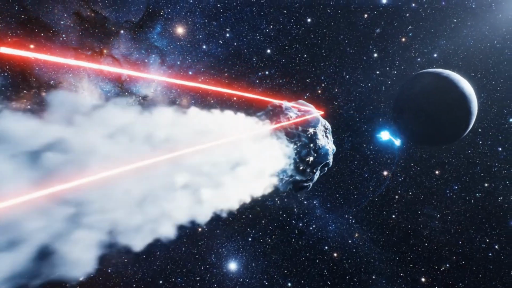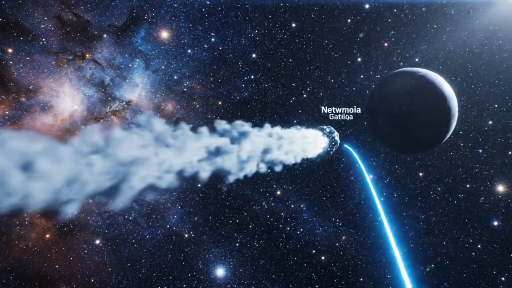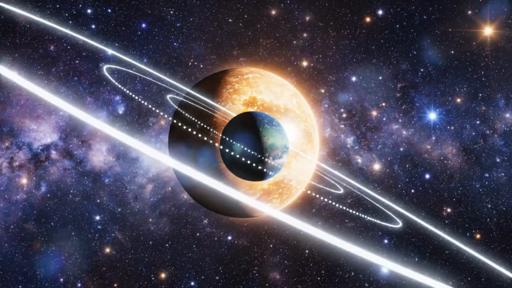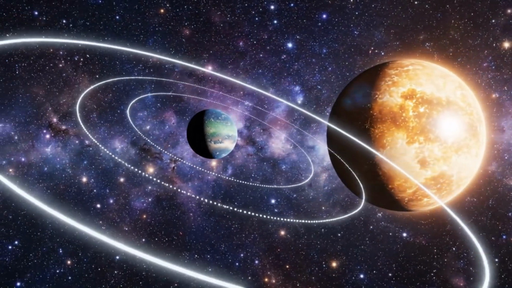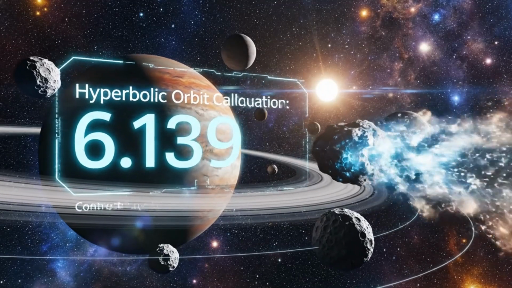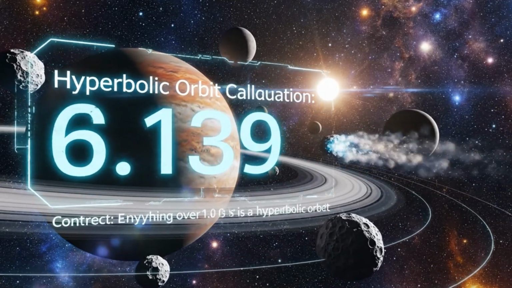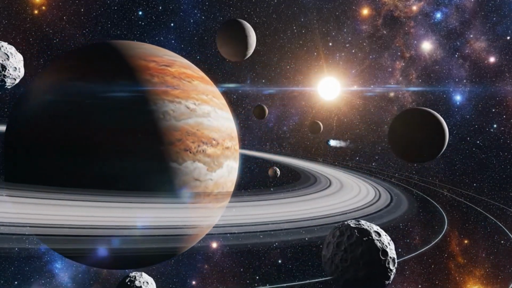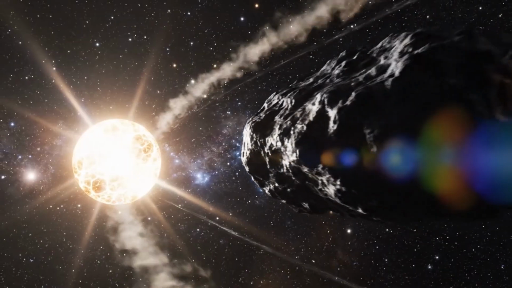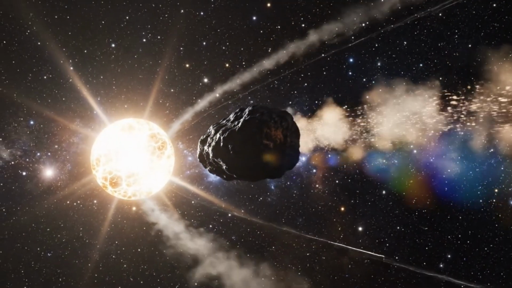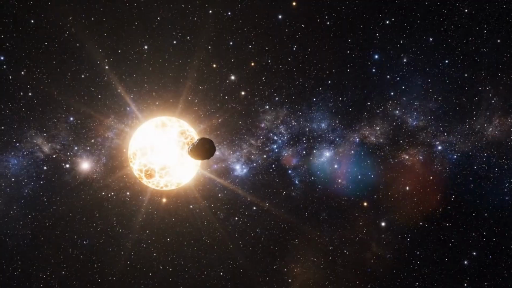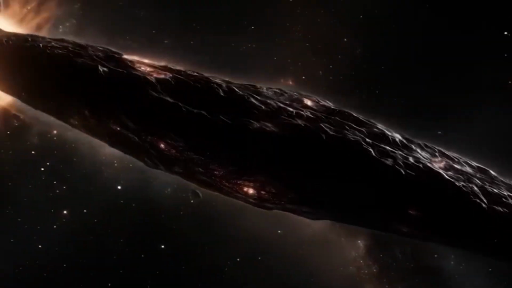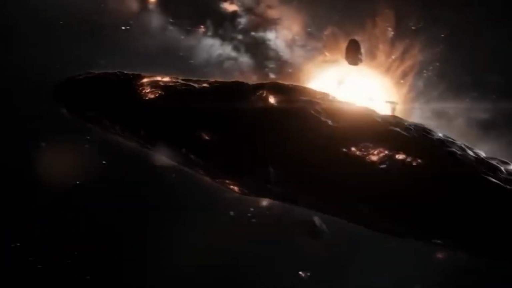When we first identified 3I Atlas, its interstellar nature was immediately apparent. Its orbital eccentricity, a measure of how much its path deviates from a perfect circle, was calculated to be around 6.139. For context, anything over 1.0 is a hyperbolic orbit, meaning the object is moving too fast to be gravitationally bound to our Sun. It's a visitor, a transient guest from another star system, passing through our cosmic neighborhood before heading back out into the void.